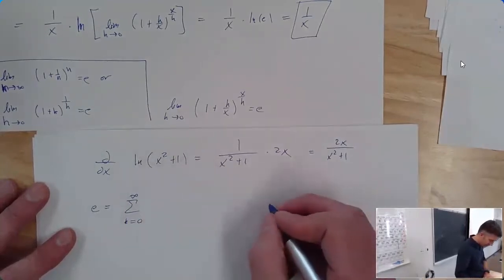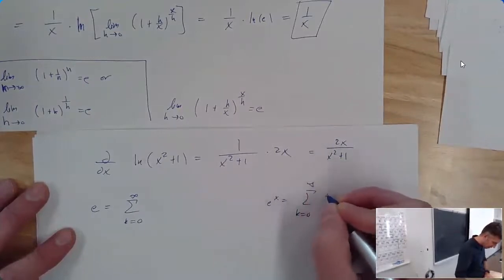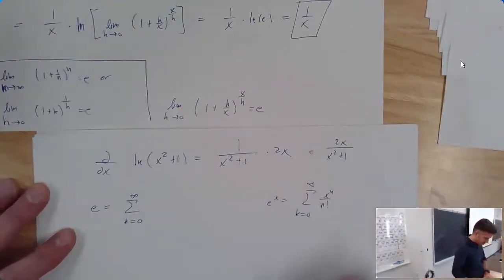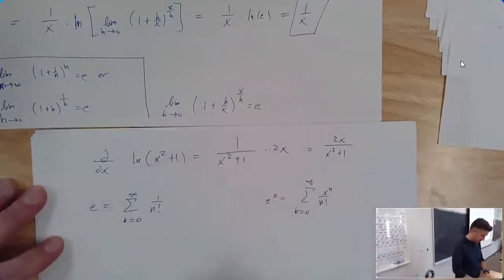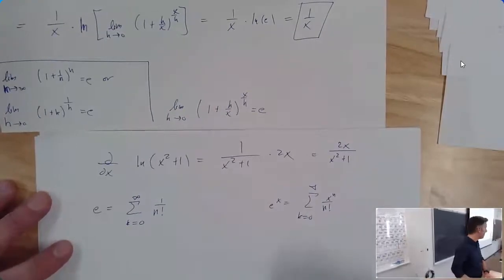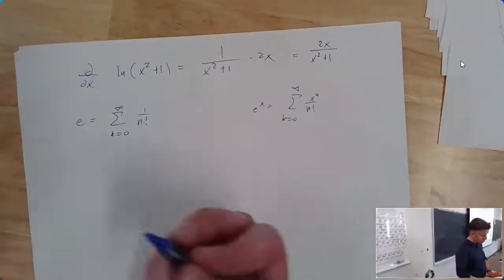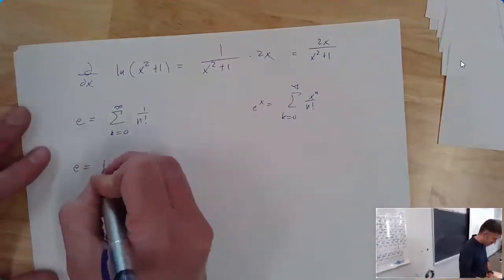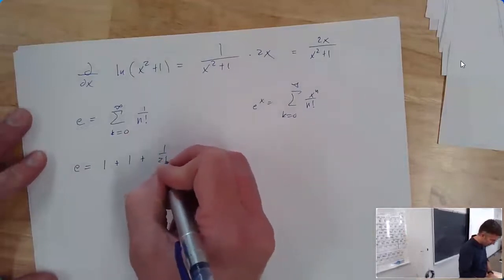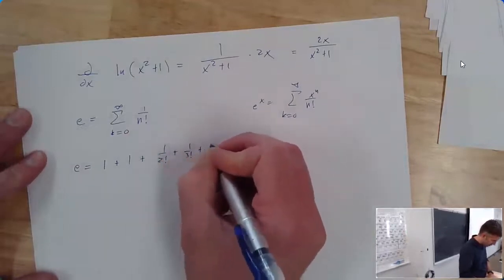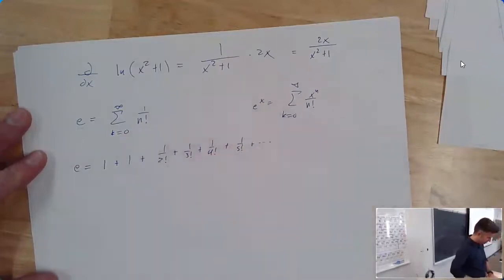So e to the x is the sum from k equals 0 to infinity of x to the n over n factorial. So I want e to the 1, I just want the sum of 1 over n factorial. Which is not the best way to define it in this class. I will point out, it is true that e is equal to 1 over 0 factorial plus 1 over 1 factorial plus 1 over 2 factorial plus 1 over 3 factorial, and so on and so on. Is that how your professor defined it?